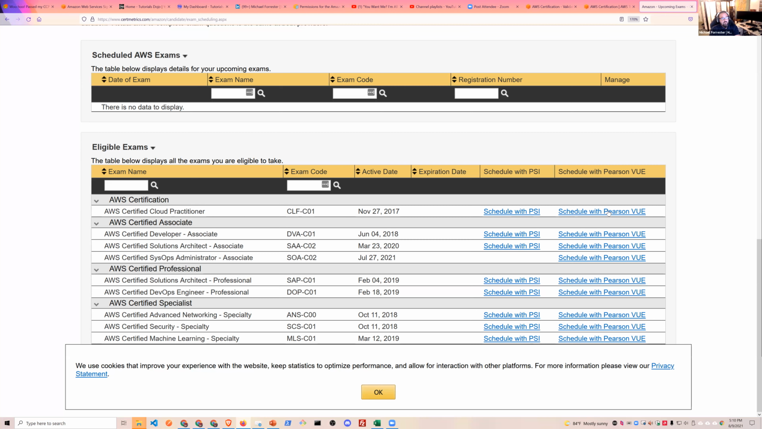For me, I have a separate account just because why not? And then I'm going to sign in. And what will happen is that it's going to say, you're going to be redirected to another site. This site's called CertMetrics. And you just click go to your account. And then it will immediately take you to the certmetrics.com site /Amazon.